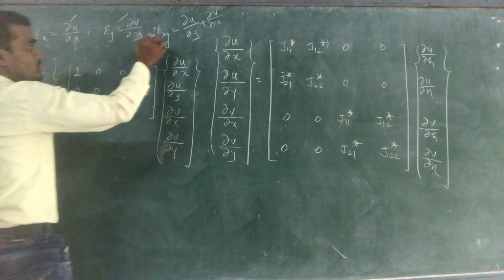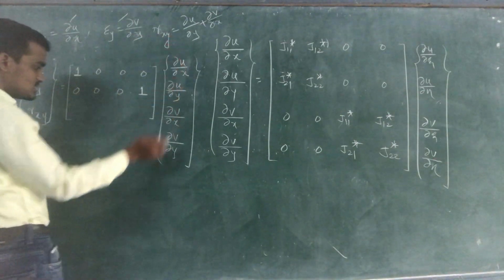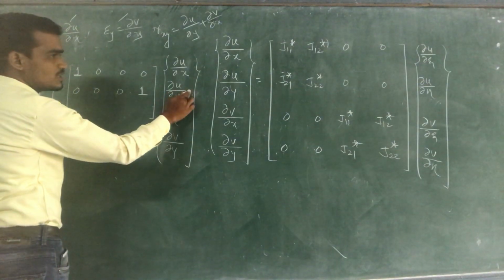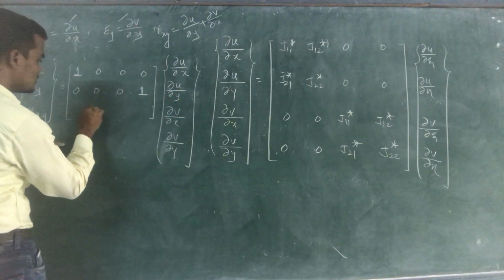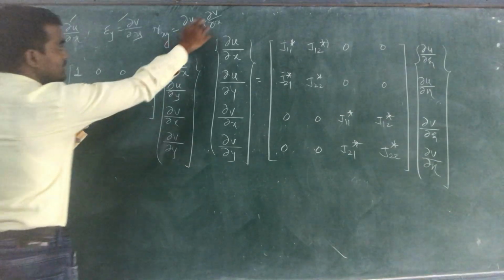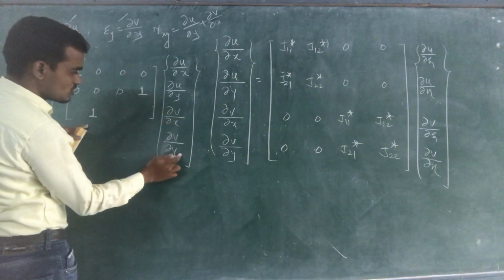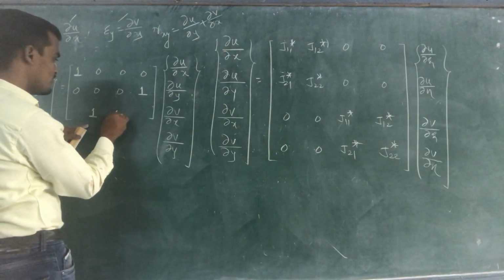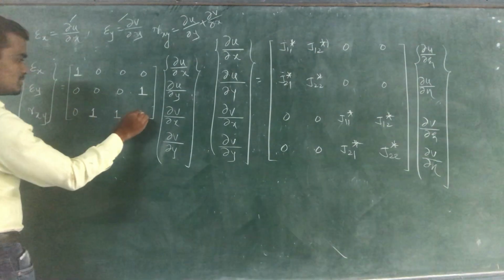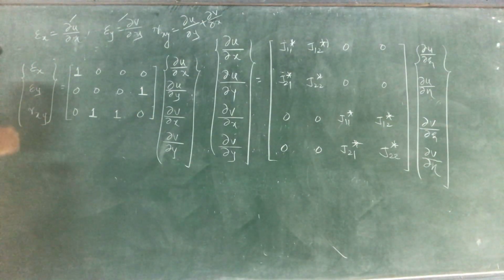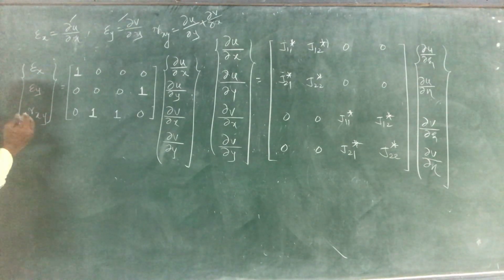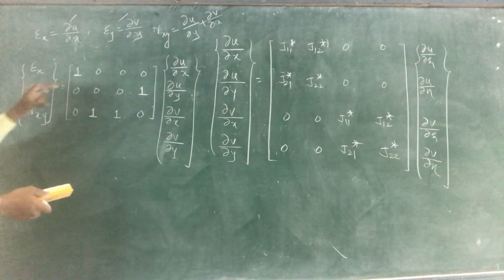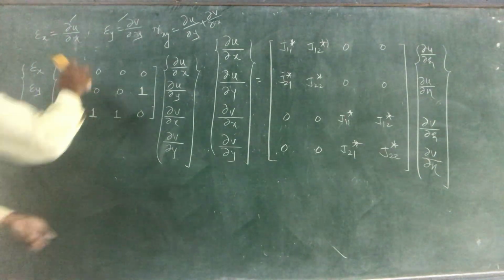Now we need to write down gamma xy. So how do we write gamma xy using this system? We need ∂u/∂y. Where is the ∂u/∂y? The second position is ∂u/∂y, so for the second position there should be 1. Similarly, ∂v/∂x is in the third position, so you need to put 1 for this third position, and the remaining terms should be 0. In this way, you can write the strain vector in terms of a matrix. So in this way, we have written this in a matrix.